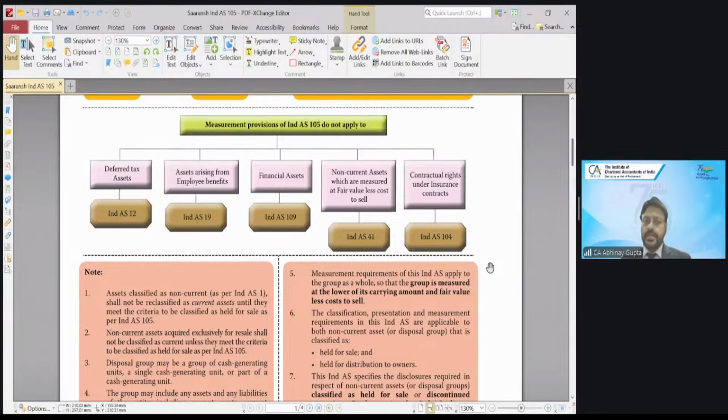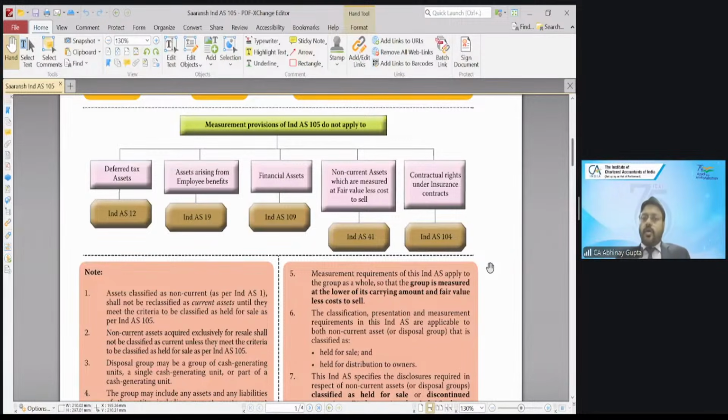So which items? Item number one, deferred tax assets. Item number two, assets arising from the employee benefits. Item number three, financial assets. Item number four, non-current assets which are measured at fair value less cost to sell under Ind AS 41, that is the agriculture. And the insurance contractual rights, right? So all these 5 items are out of the measurement provisions of Ind AS 105 if they are part and parcel of that disposal group, right? So that disposal group certainly would be measured at fair value less cost to sell, right?